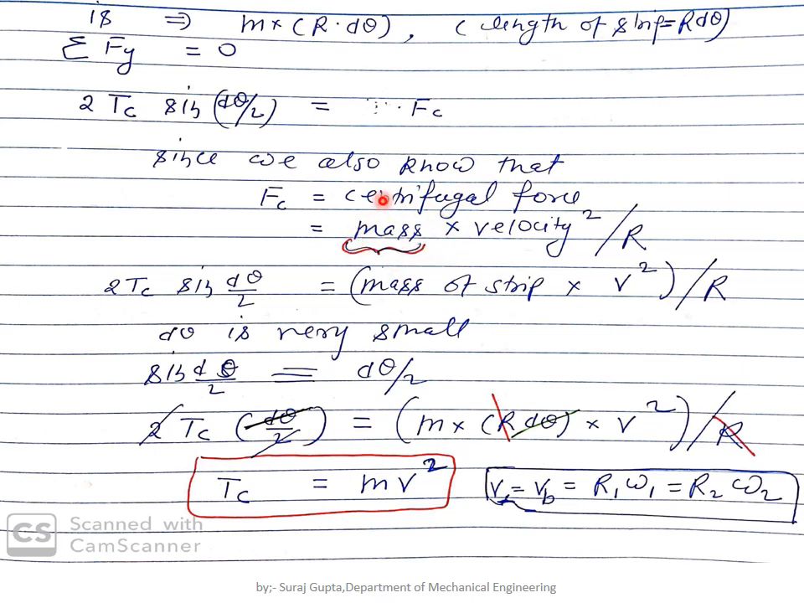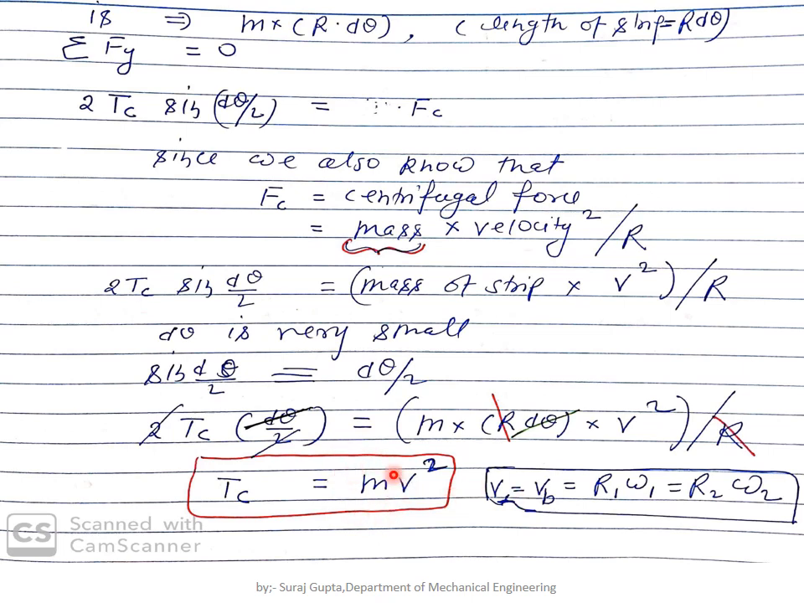But the mass is the total mass of the strip. So the total downward force 2 Tc sin(dθ/2) equals the mass of the strip multiplied by v² divided by r. Since dθ is very small, sin(dθ/2) will be dθ/2. So 2 Tc dθ/2 equals m r dθ multiplied by v²/r, because the mass of the strip was m r dθ. Tc comes out, dθ cancels, r cancels, and 2 cancels, so Tc will be mv².